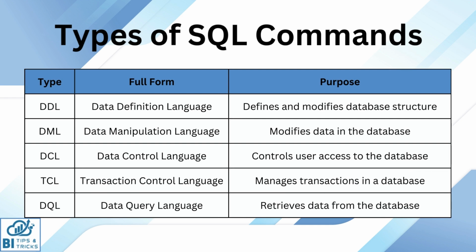There are 5 different types of SQL commands. First, DDL. It stands for Data Definition Language. Second, DML. It stands for Data Manipulation Language. Third is DCL. It stands for Data Control Language. Fourth is TCL, means Transaction Control Language. And last one is DQL, which stands for Data Query Language. Let's check these commands in detail.